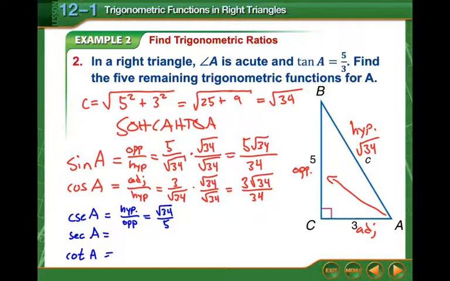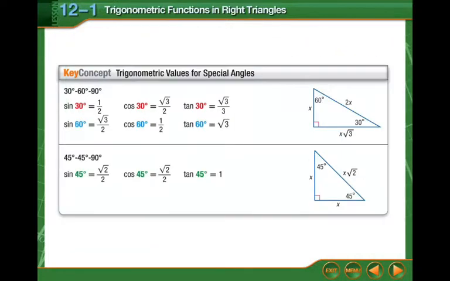Our secant is going to be the hypotenuse over adjacent. And once again, we're going to get that square root of 34 on top, this time over 3. I'm perfectly fine with that too. And then cotangent is not even going to bring that in. We already know that tangent is 5/3, so cotangent is 3/5. There we go. And that's that one. Now we found the other 5 trig functions for angle A.